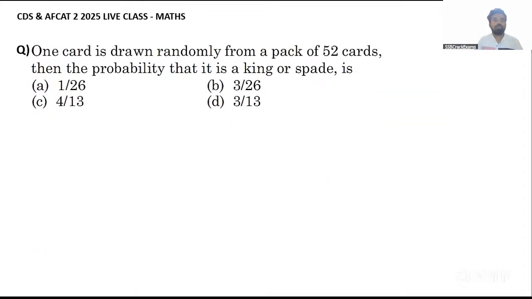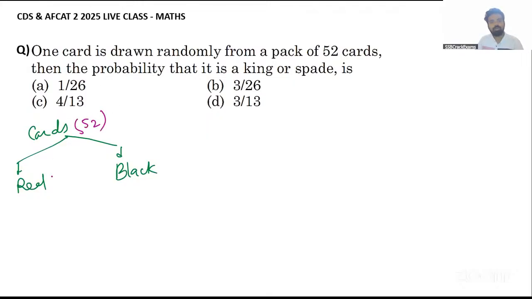Now let's move to another question. One card is drawn randomly from a pack of 52 cards. Then the probability that it is a king or a spade. So let me tell you about cards. Cards are of two different colors, one is red and one is black. There are total 52 cards, so red are 26 and black are 26.